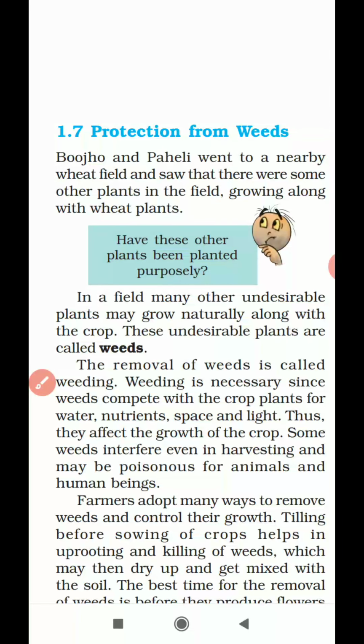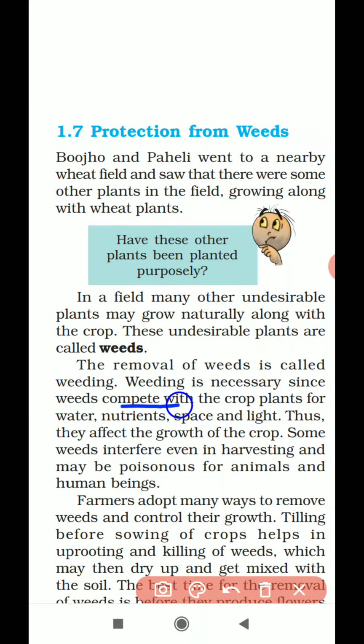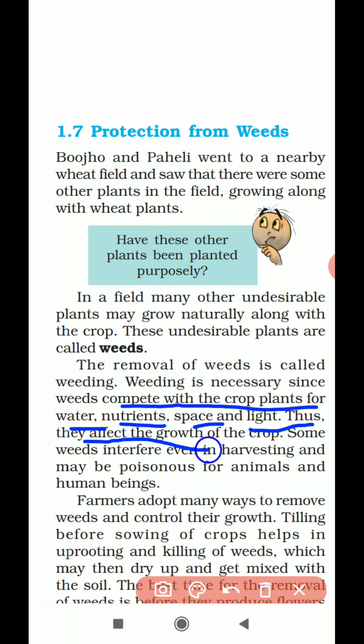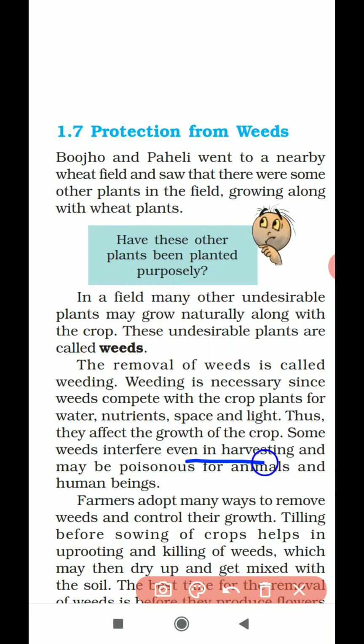Weeding is necessary since weeds compete with the crop plants for water, nutrients, space and light. Thus, it affects the growth of the crop. Some weeds interfere even in harvesting and may be poisonous for animals and human beings. Yes, I will teach you now.